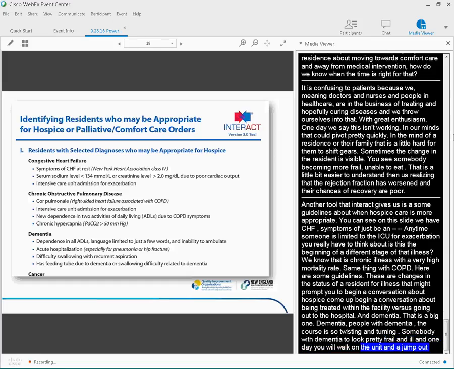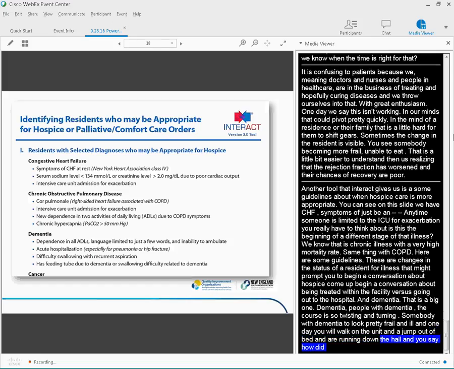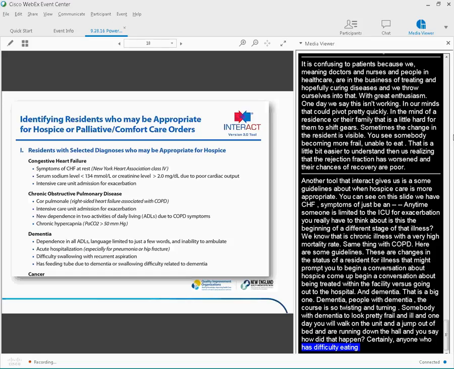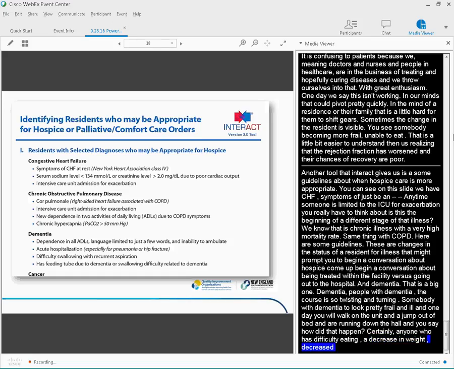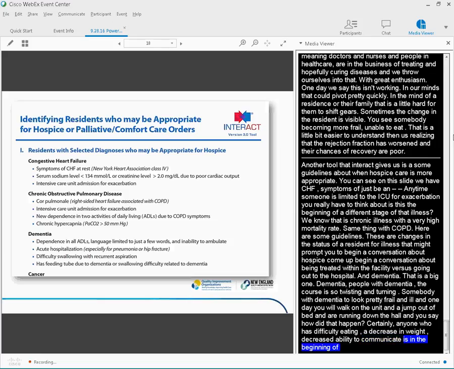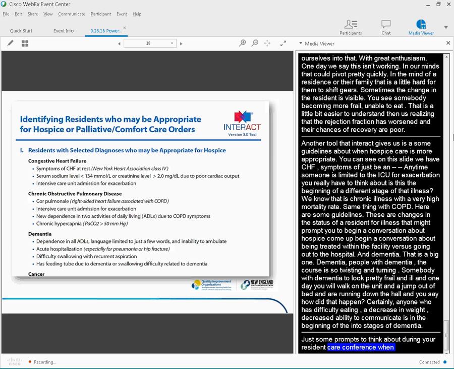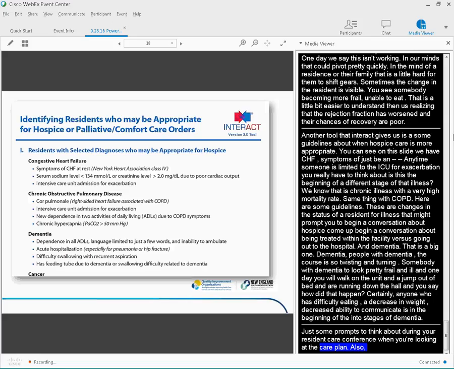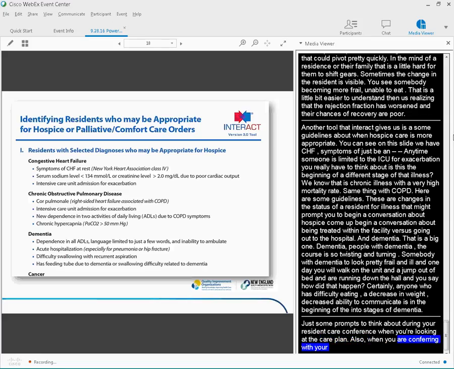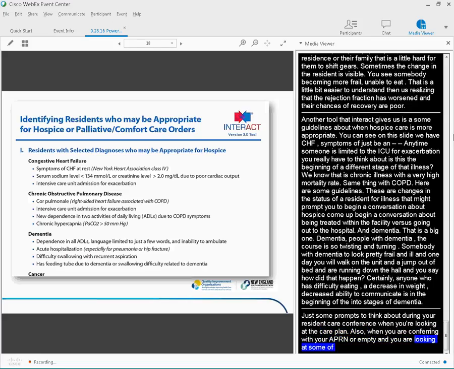But certainly anyone who has difficulty eating, a decrease in weight, decreased ability to communicate is in the beginning of the end stages of dementia. So just some prompts to think about during your resident care conference when you're looking at the care plan, but also when you're conferring with your APRN or MD and you're looking at some of these symptoms and have that discussion amongst yourself. Is this a time when I would advocate for my resident to receive hospice care?